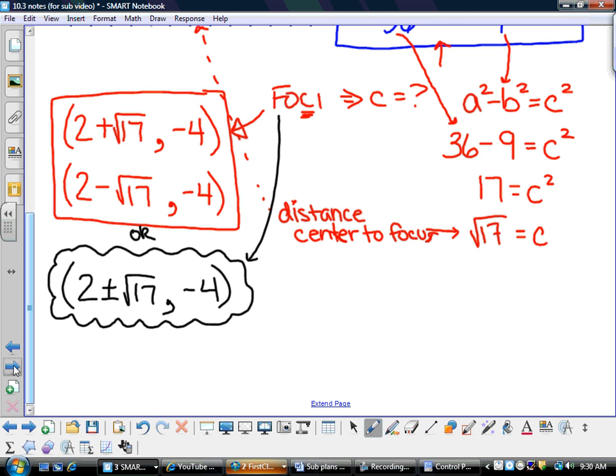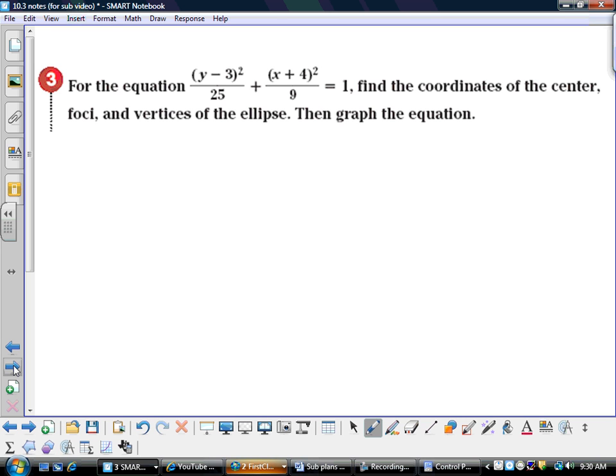Let's do another example. This time, instead of starting with a graph, we're starting with an equation. On that equation, they give us quite a bit of information. Now this one is pretty tricky, just because the y's come first and the x's come second. So when you get the coordinates of the center, you just need to be really, really careful.